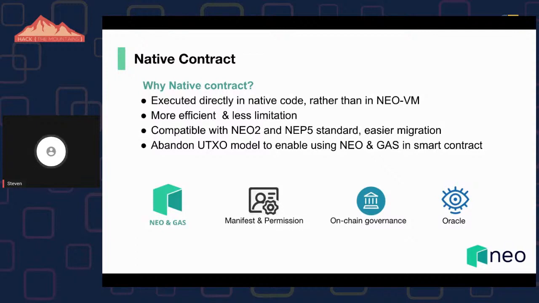That's more efficient and has less limitation, and also it's compatible with the NEO NEP-5 standard from before. And also we abandoned our UTXO model to enable NEO and GAS in the smart contract. So when people develop things with the smart contract, it can access these native contracts directly. That's very friendly to new developers.